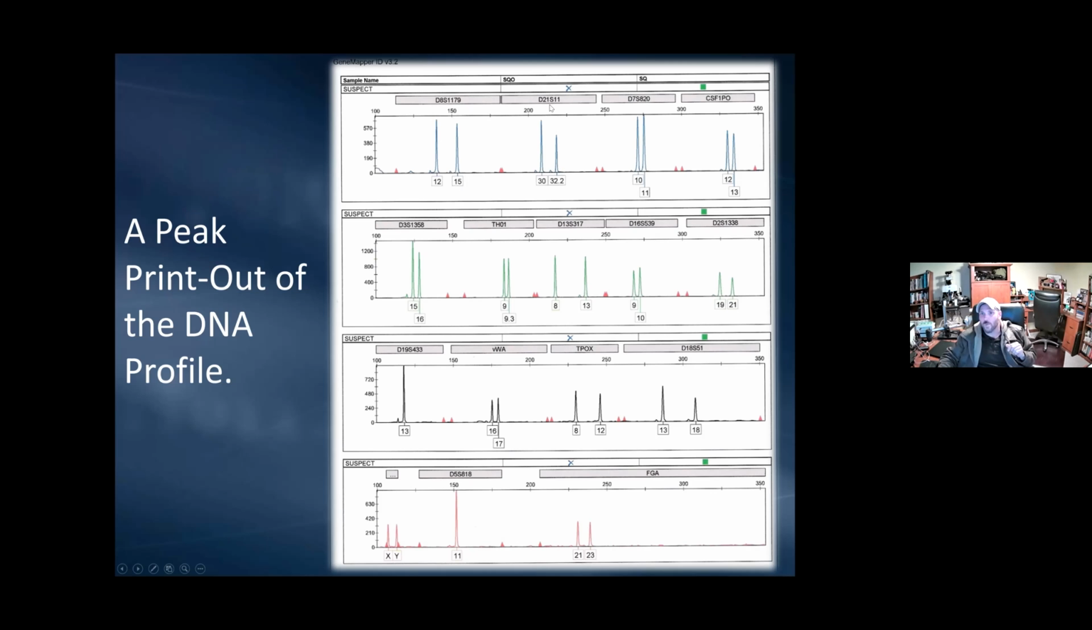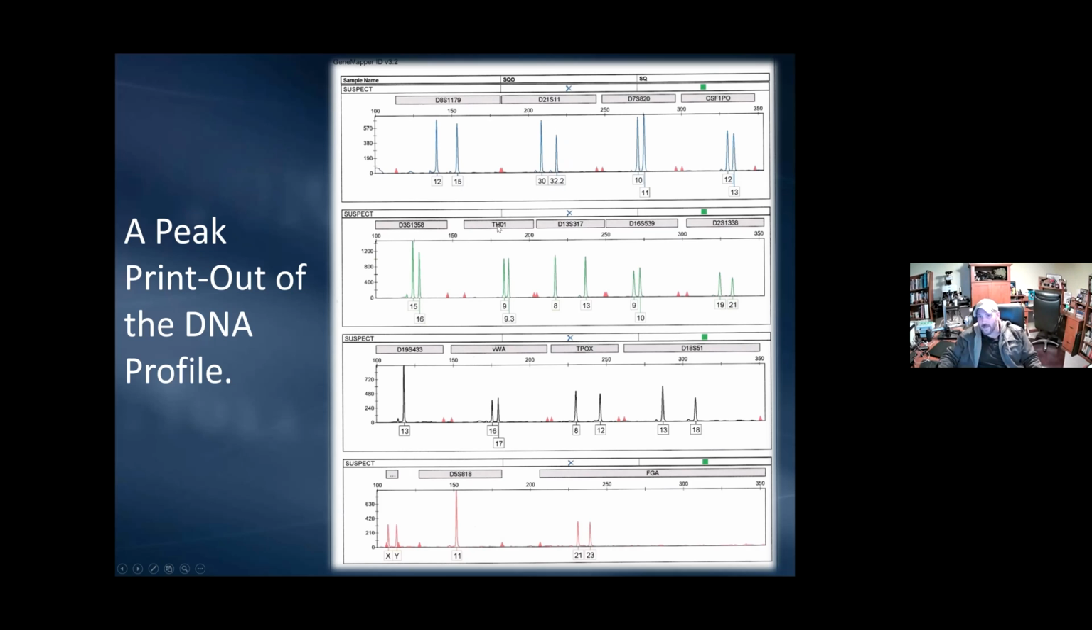Similarly, at the next locus, Delta 21 Sierra 11 here, you can see that there's a 30 and a 32.2. Honestly, I don't know enough to tell you about the 0.2. That doesn't make sense to me, but it's DNA, so who knows? But the idea there is that that's the next spot, and you're seeing a number of repeats, and follow it all the way through this chart.